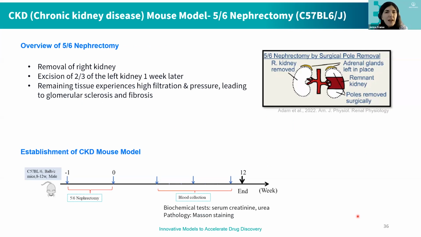So finally, the last model that I will introduce is a model of chronic kidney disease. In this case, the 5/6 nephrectomy model is employed, and this involves removal of one kidney, followed by excision of 2/3 of the other kidney 1 week later. The remaining tissue that's left experiences high filtration and pressure, leading to glomerular sclerosis and fibrosis.